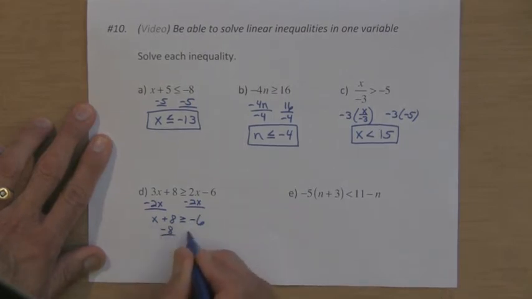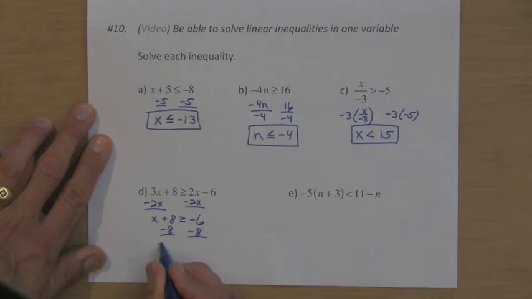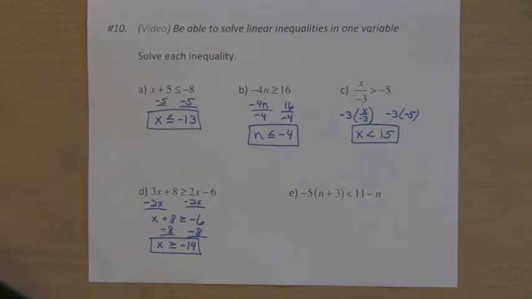To get x by itself, I can subtract 8 to both sides. So I get x is greater than or equal to negative 6 minus 8, which is negative 14. I didn't do any work in that problem that required sign switching, so my solution is x is greater than or equal to negative 14.